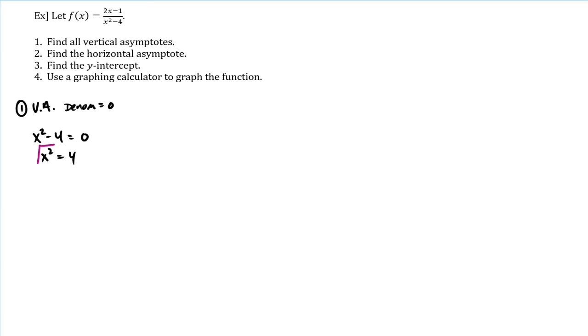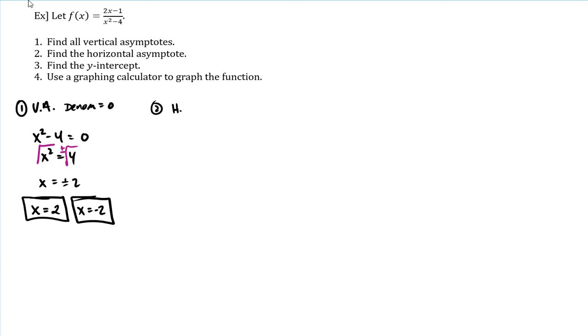Now, to get rid of a square, I could square root. The main thing is to make sure you do plus and minus on the numerical part of the square root. That way we get x equals plus or minus the square root of 4, which is 2. So we have x equals plus or minus 2, which means we really have 2 vertical asymptotes: one at x equals positive 2, and one at x equals negative 2. The biggest thing is whenever we square root, make sure to do plus or minus on the number part.